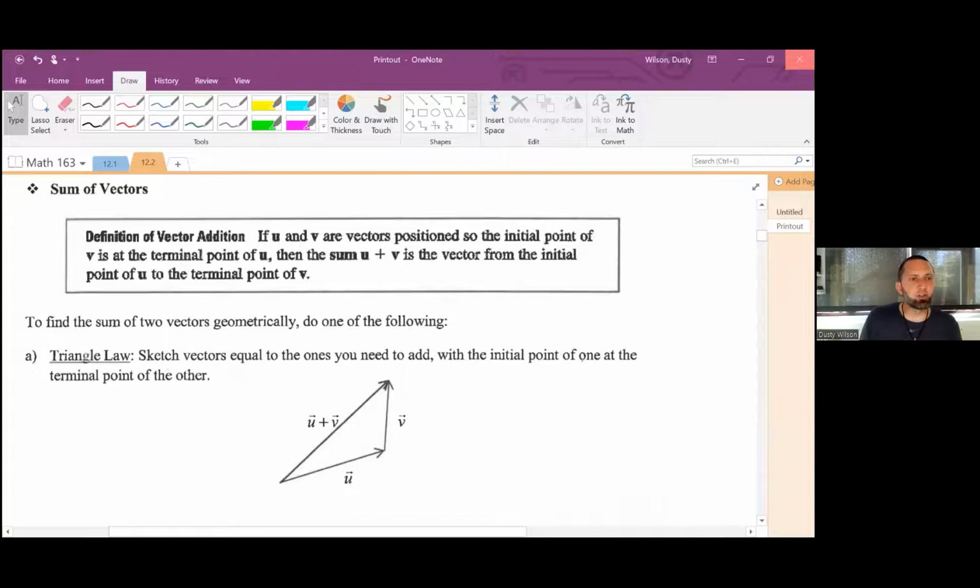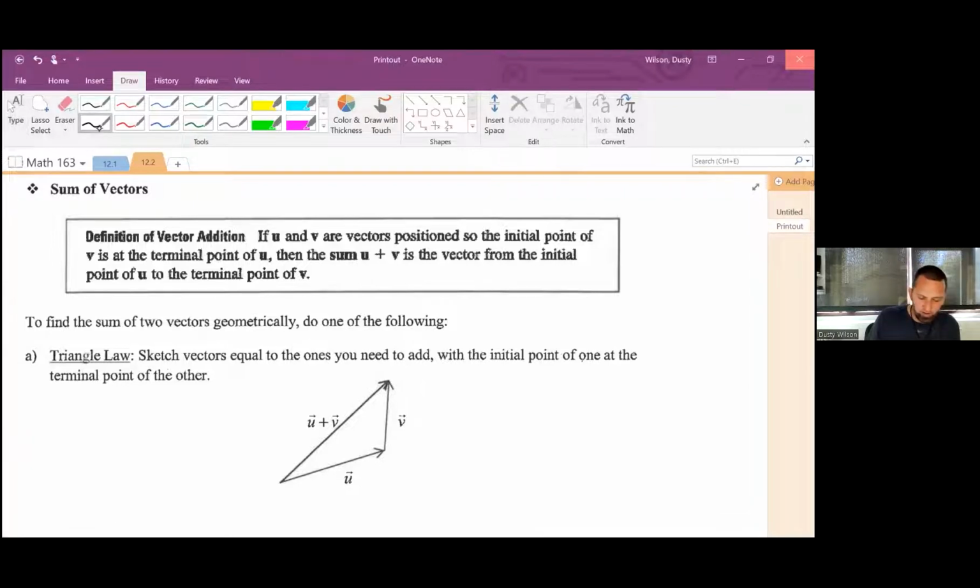So now that we've learned about this new creature, the vector, let's talk about how to add them and subtract them and scale them, et cetera. So, the sum of vectors. The definition of vector addition: if u and v are vectors positioned so that the initial point of v is the terminal point of u, then the sum u plus v is the vector from the initial point of u to the terminal point of v.